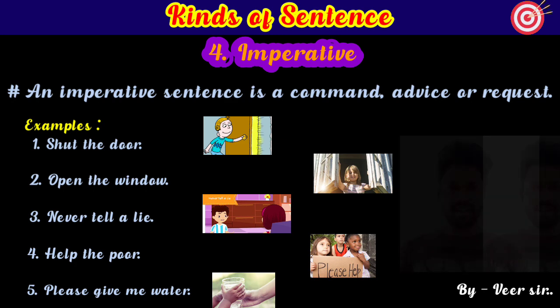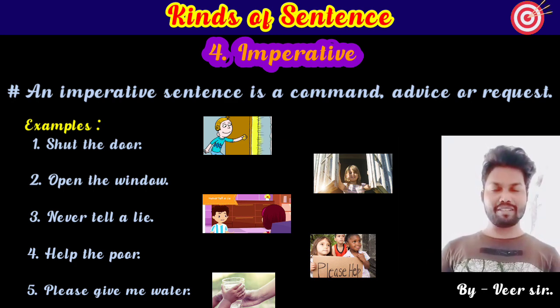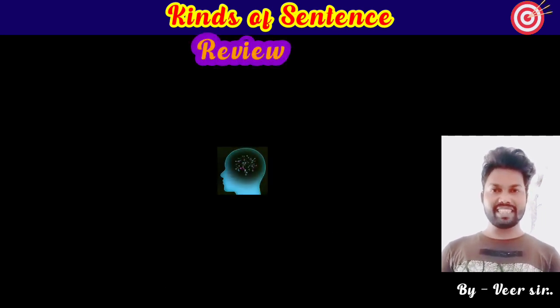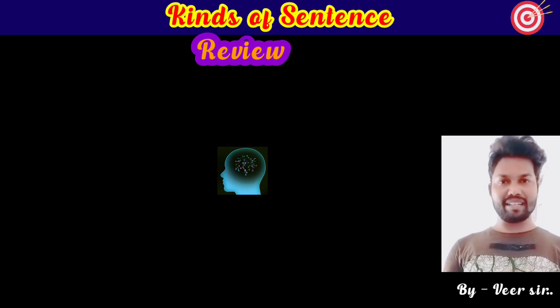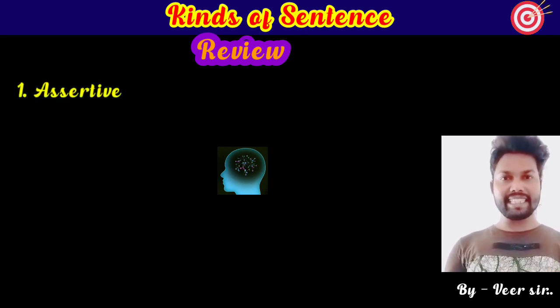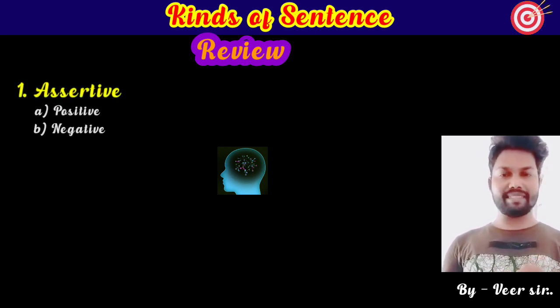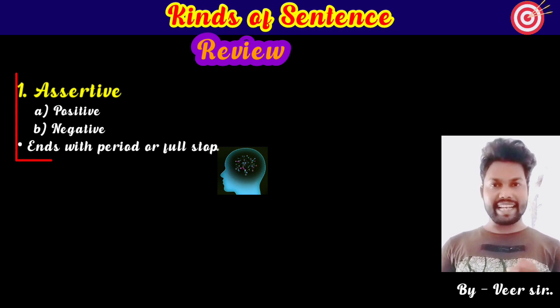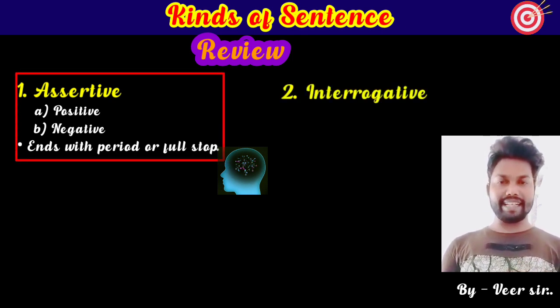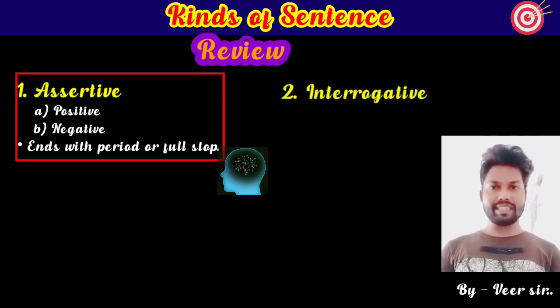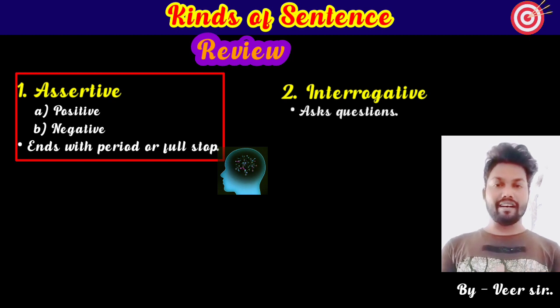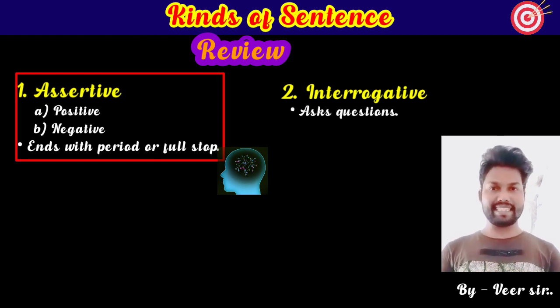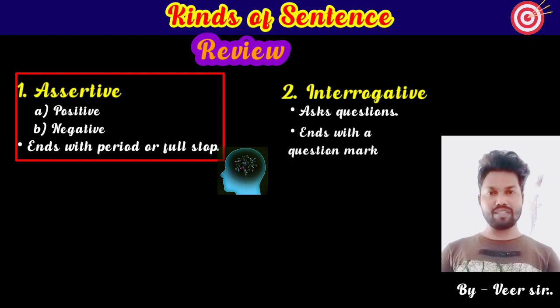Okay. Overall, we have already discussed the four types of sentence. Let's have a review on them. The first type of sentence, that is an assertive sentence. An assertive sentence can be a positive or a negative sentence, and such type of sentence always ends with a phrase or full stop. Then the second type of sentence, that is an interrogative sentence. An interrogative sentence is always used to ask questions, and such type of sentence ends with a question mark.